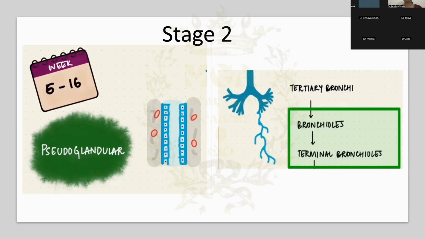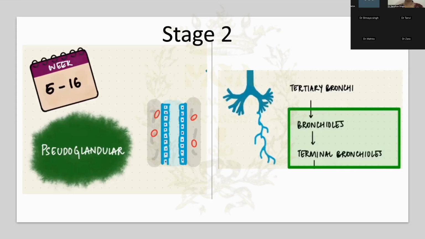So what happens? It looks like a gland. Therefore, it is known as pseudoglandular stage. When we talk about what week this happens, it basically happens between week 6 to 16. If you read different books, some will say 5 to 17, 6 to 15. For the ease of our remembrance, how I have divided it, most of the books will write this only. It is 6 to 16 weeks. Okay. So stage 2 is the pseudoglandular stage, which is between week 6 to 16.